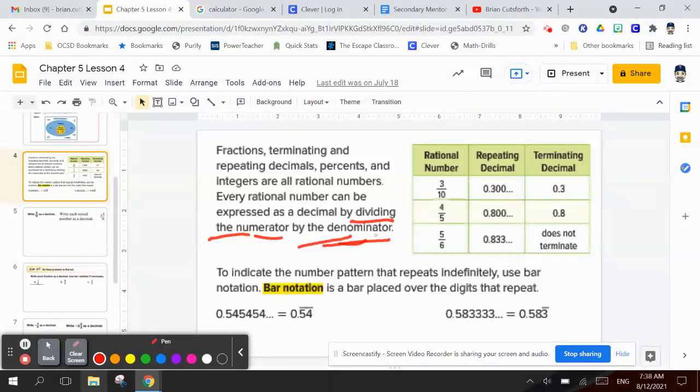To indicate the number pattern that repeats indefinitely, or just keeps going, we're going to use a bar notation. Bar notation is simply a bar placed over the digits that repeat. So in the first one, 5, 4 repeats, so we have our bar above the 5 and the 4 only. In the second example, it's 5, 8, 3, 3, 3, 3, 3. The 5 and the 8 stay the same. They don't change. Only the 3 repeats, so they put the hat or the bar over the 3.